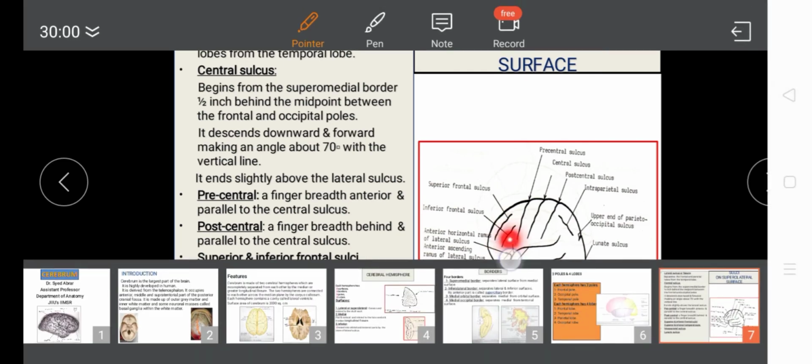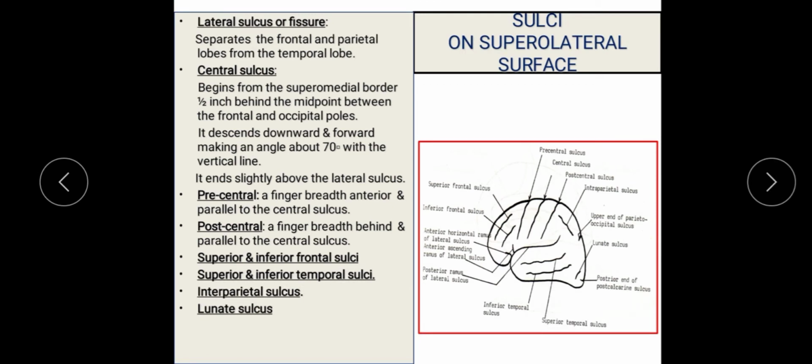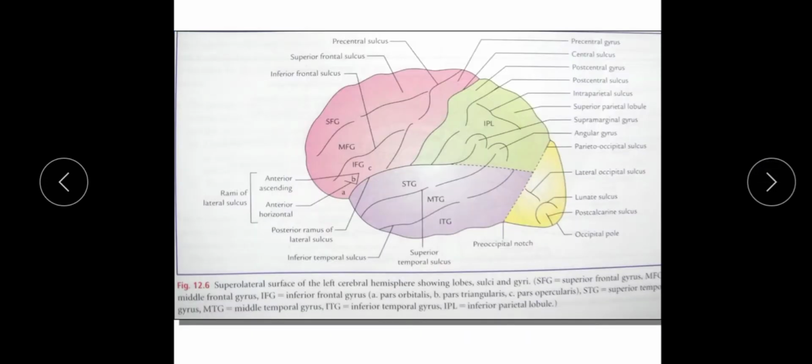These superior and inferior frontal sulcus divide the frontal lobe into three gyri. These are the superior temporal sulcus and this one is the inferior temporal sulcus, which divide the temporal lobe into three gyri. This is the interparietal sulcus, which divides the parietal lobe into superior and inferior parietal lobule. This is the lunate sulcus on the occipital pole, that is the inverted half moon shape sulcus.